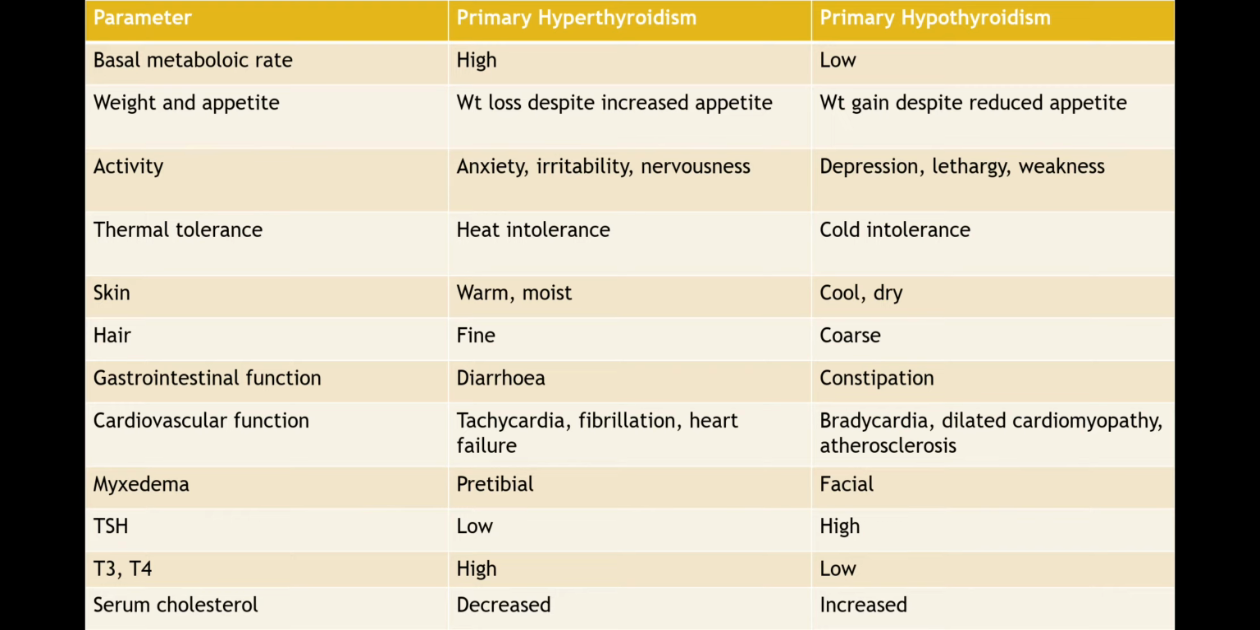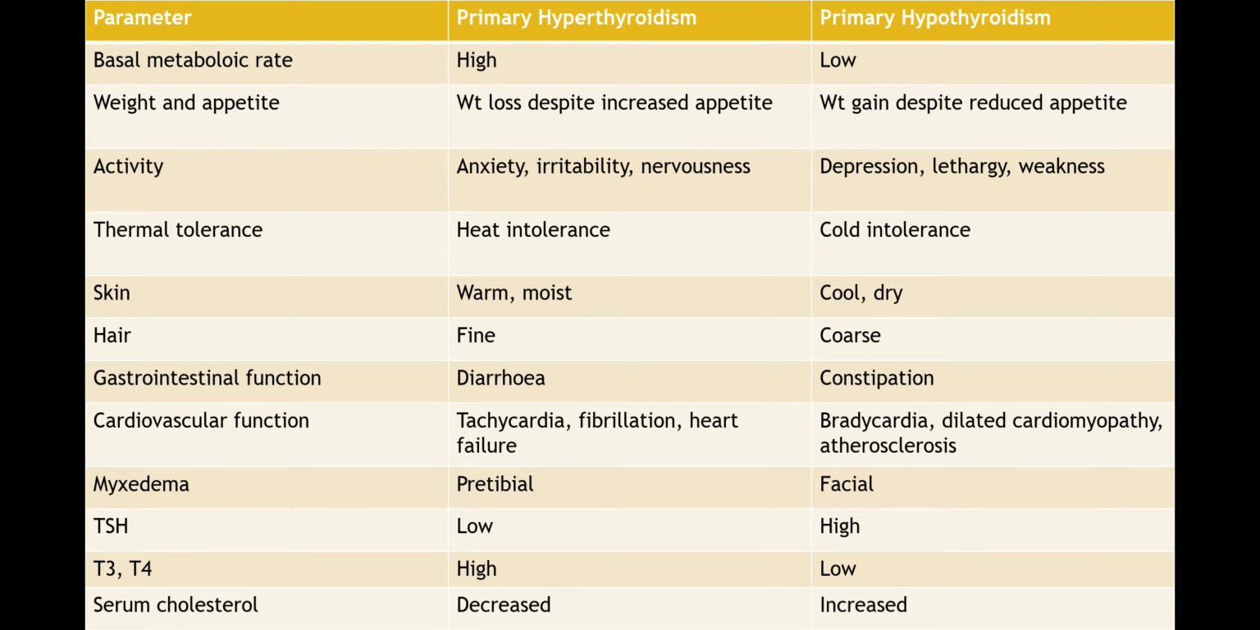Cardiovascular function reveals tachycardia, fibrillation and heart failure in primary hyperthyroidism, bradycardia, dilated cardiomyopathy and atherosclerosis in primary hypothyroidism. Myxedema is pretibial in primary hyperthyroidism and facial myxedema in primary hypothyroidism.